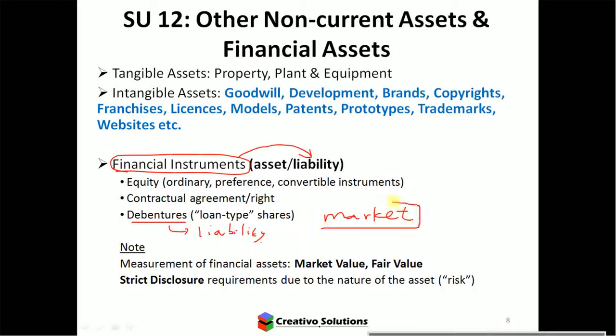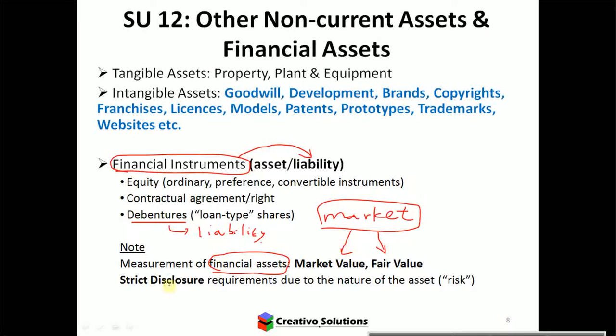People either want those shares or they don't. People either want those loans or they don't. So when looking at financial assets, they need to be measured at the market value or the fair value, because that determines what the asset is actually worth today.